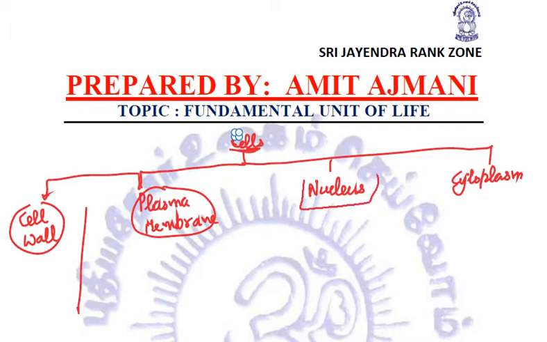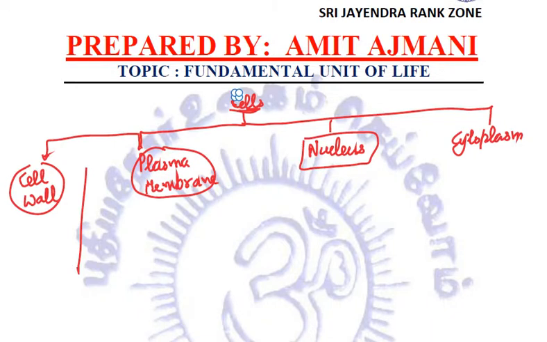Then we talked about the nucleus of the cell. This nucleus has a nuclear envelope containing nuclear pores which allow the entry and exit of material between nucleoplasm and cytoplasm. It consists of a living fluid substance called nucleoplasm, which further consists of two things. One is nucleolus and another thing is chromatin material.